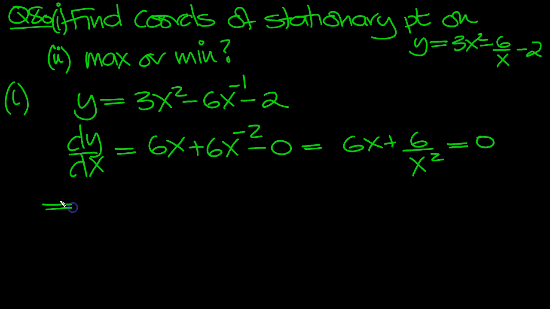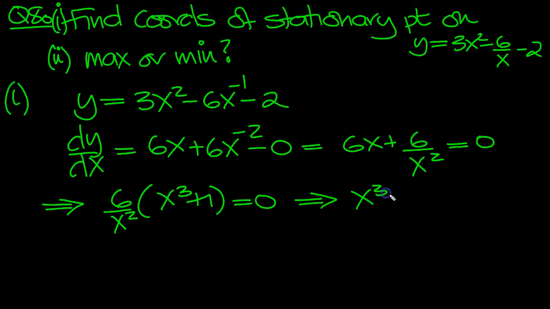So this implies then, take a 6 outside a bracket, take an x squared outside, and then we're going to need an x cubed here, aren't we? Plus 1 equals 0. So that implies that x cubed equals minus 1, and that tells us that x is equal to, cube root both sides, minus 1.